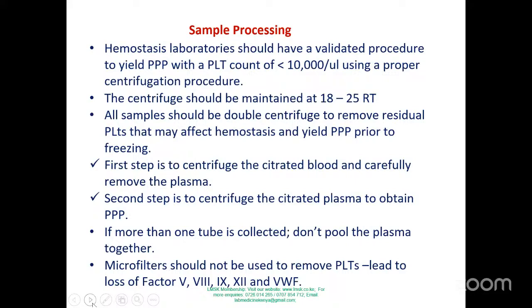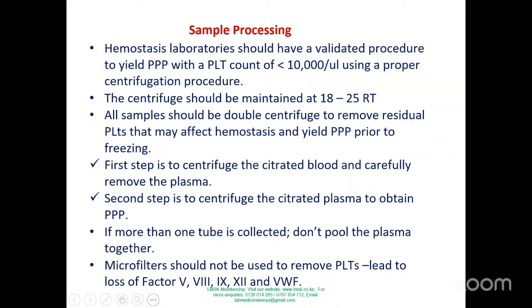So the centrifuge should be maintained at room temperature, that is 18 to 25. And all samples should be double centrifuged. As we have said earlier, you double centrifuge to remove the residual platelets that may affect hemostasis and yield platelet poor plasma prior to freezing. So before you freeze these particular samples, you do a double centrifugation.